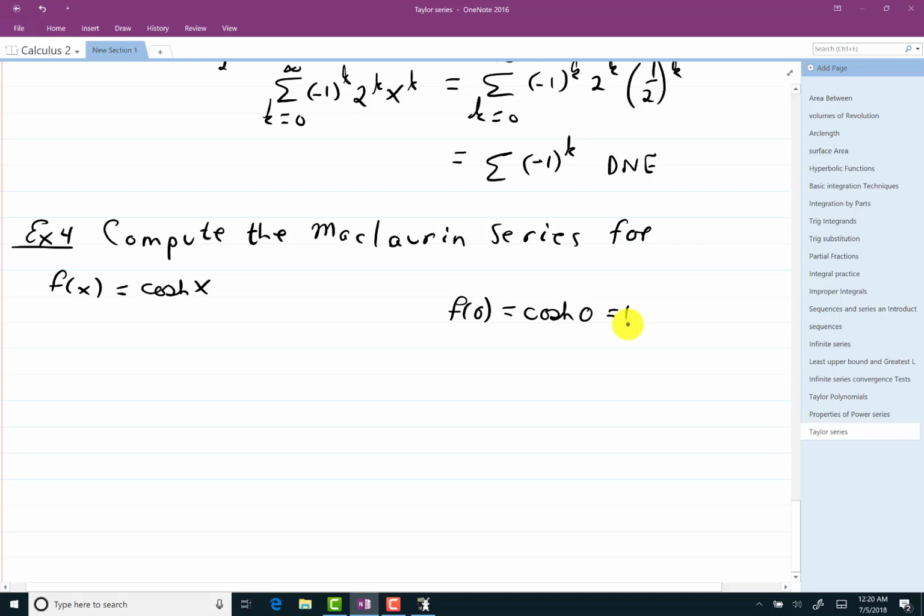This is perhaps one of the best of all the series there are. Check this out. f prime of x equals hyperbolic sine of x. And there's no negative in front of it. So when I do f prime of 0, that's hyperbolic sine of 0, and that's equal to 0. Then when I take the next derivative, f double prime, that equals cosh again.